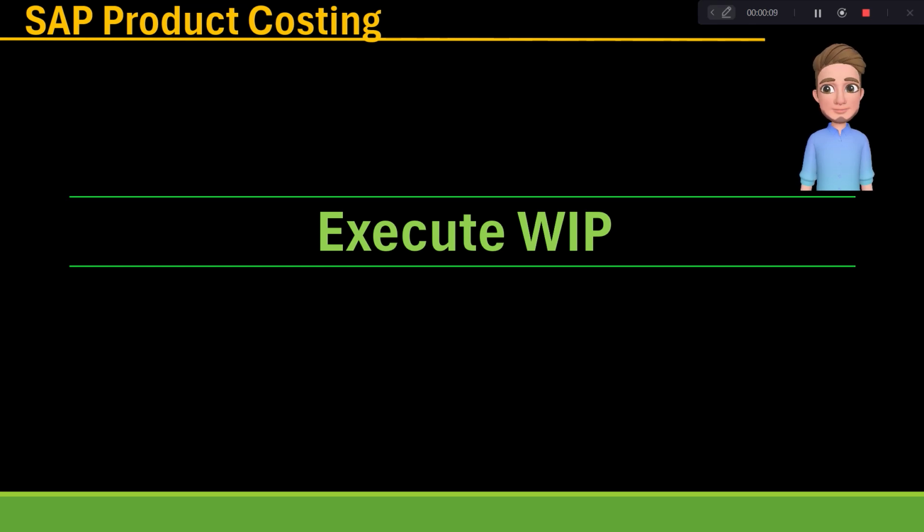Okay, today we are going to execute a work in progress, right? So in an earlier session, I have shown you how to configure for WIP, how to create a result analysis key and various other aspects. Now I am going to create an order and execute a WIP and show it to you.